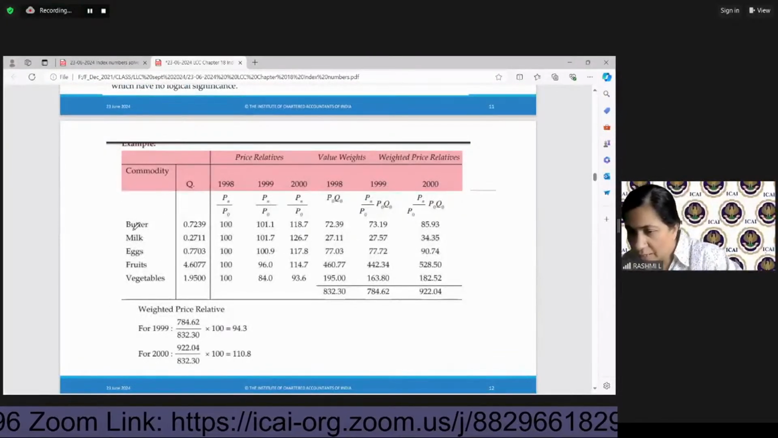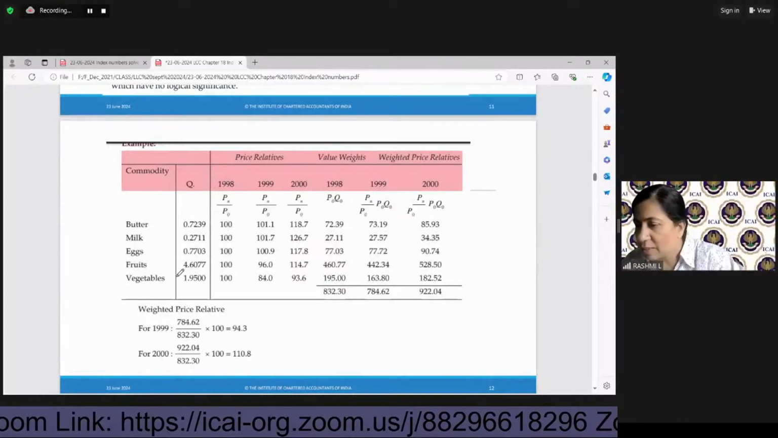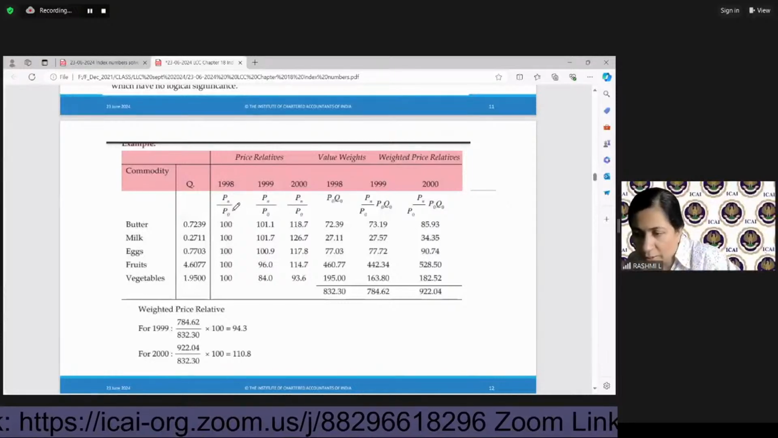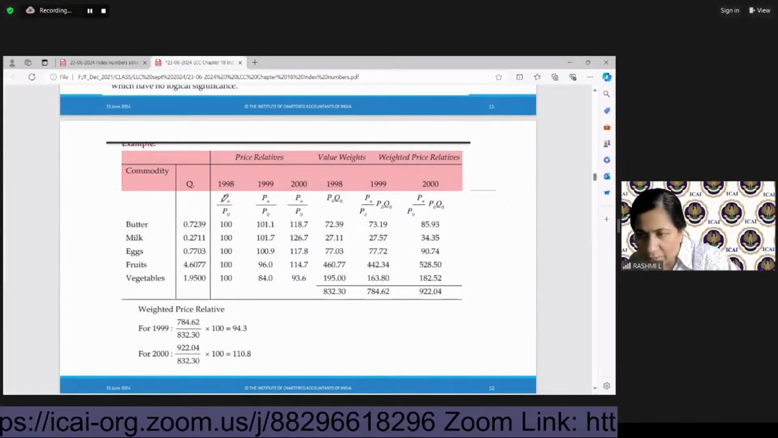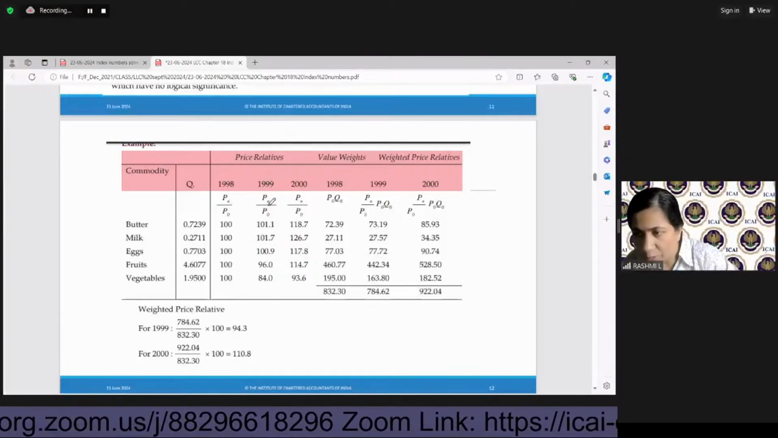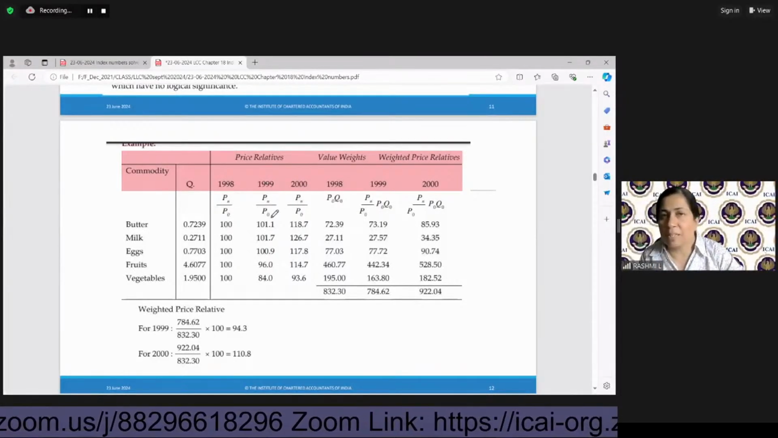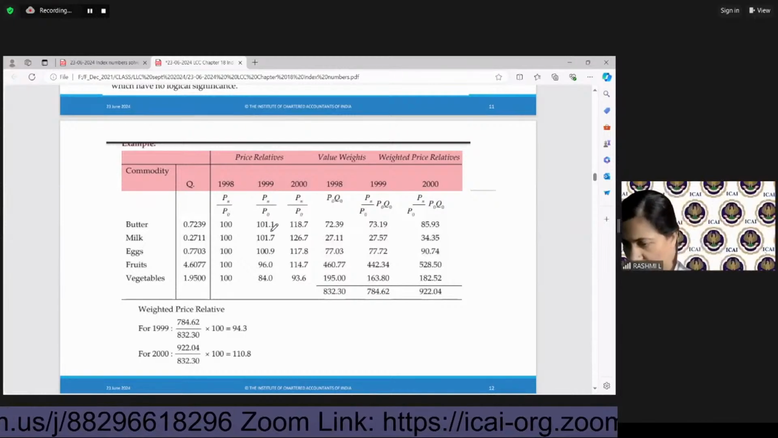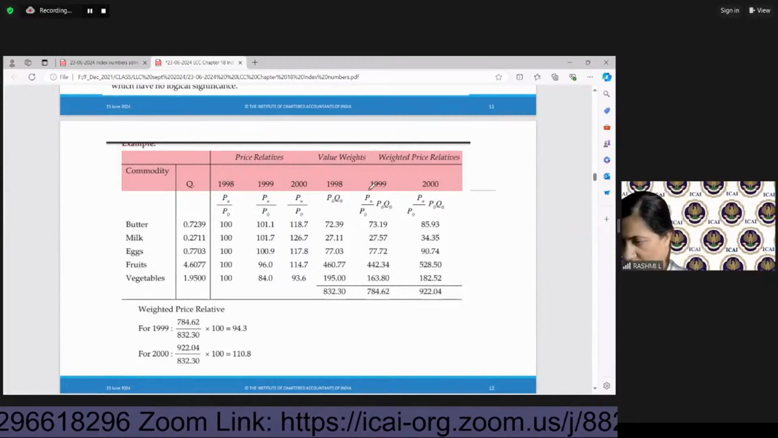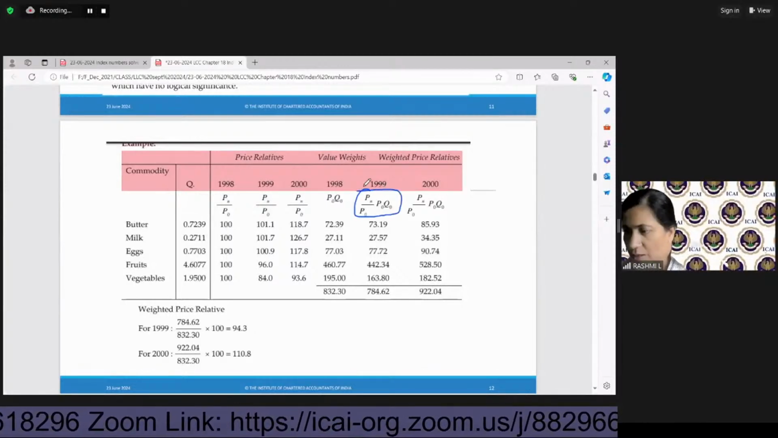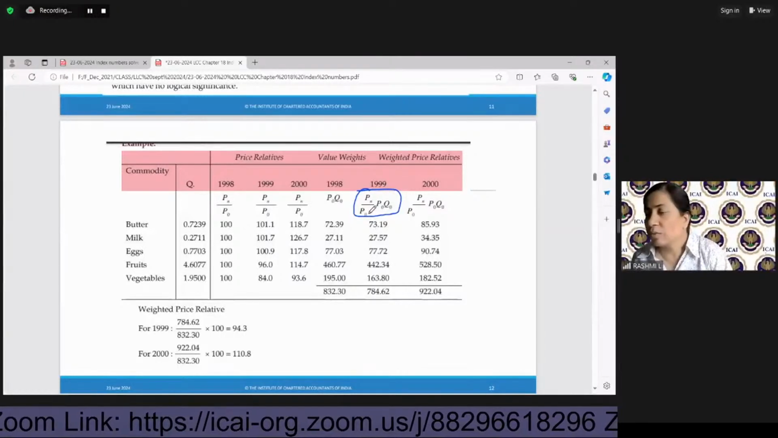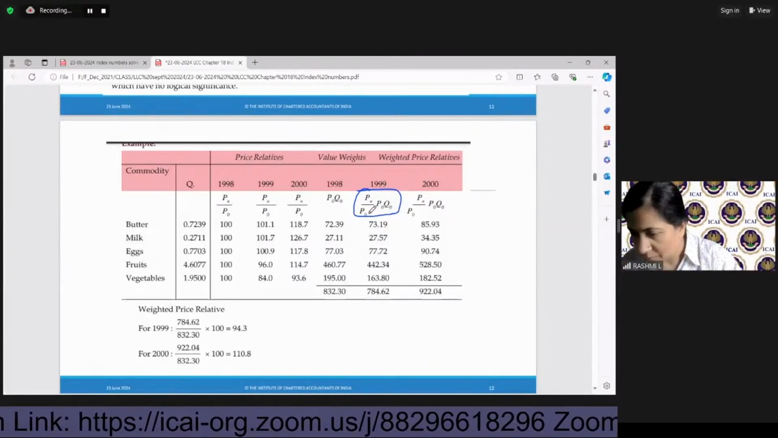So what we have done here is butter, milk, eggs, fruits, and vegetables. We take Pn upon P0 for 1998, and we take that as 100, because we are taking this as the base year. Then the 1999 prices are divided by the base year prices, that is 1998. So we get the ratio, and 2000 also. We are using Pn upon P0, with the weights, to find the weighted price relatives.